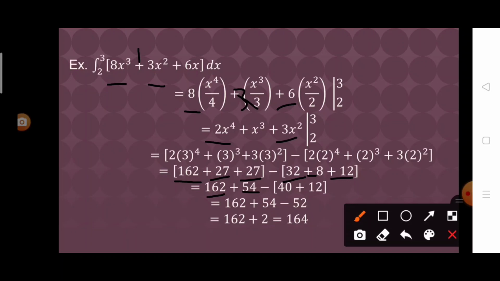And let's go and simplify again so we can get our final answer. So we have 162 plus 54 minus 52, which is 162 plus 2, equals 164. So that is the final answer.